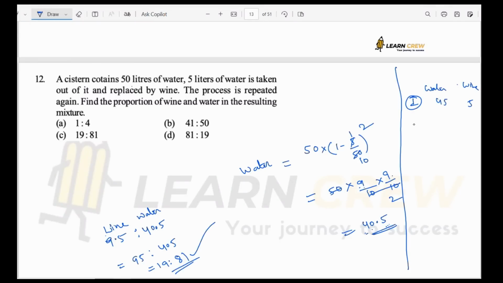Then again 10% water is taken out. So 45 minus 4.5, how much? 40.5. So wine would be 9.5. Yes or no? This is water to wine. It is asked to find the proportion of wine to water. Wine to water means 9.5 is to 40.5. Thereby the answer is 19 is to 81. It is not 81 is to 19. It is 19 is to 81.